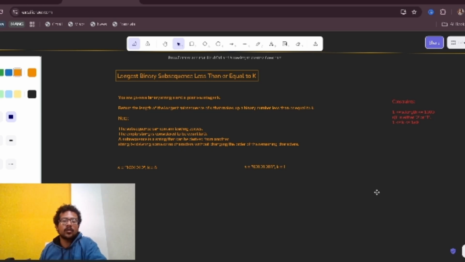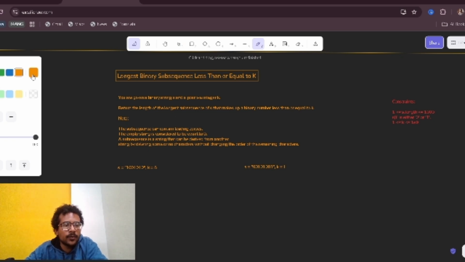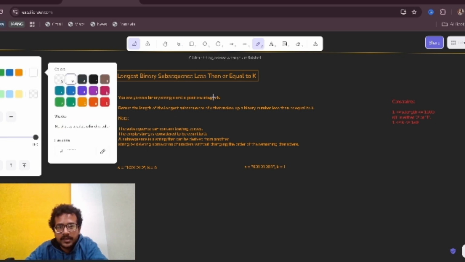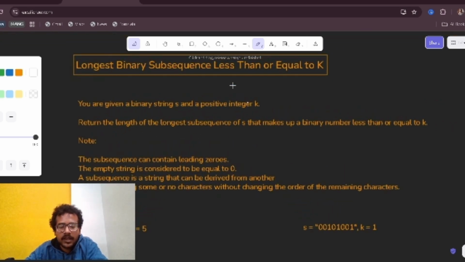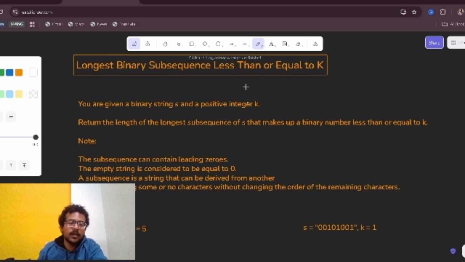Let us now discuss how we can solve this problem: longest binary subsequence less than or equal to k. So let us see what is given in the question firstly. You are given a binary string s, that means we will have only zeros and ones in the string, and a positive integer k.